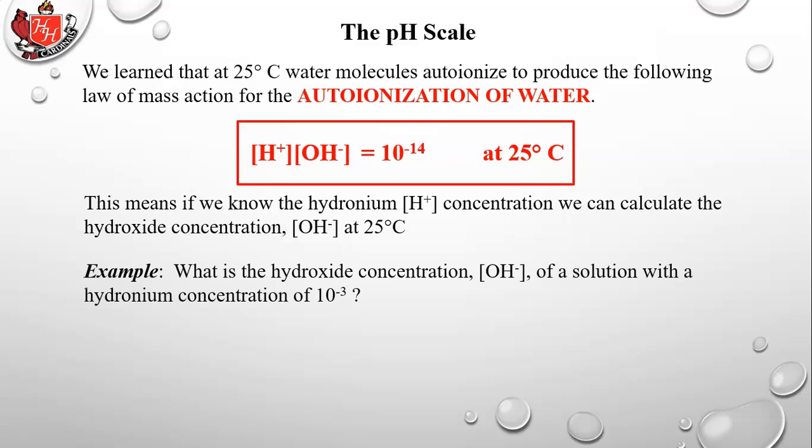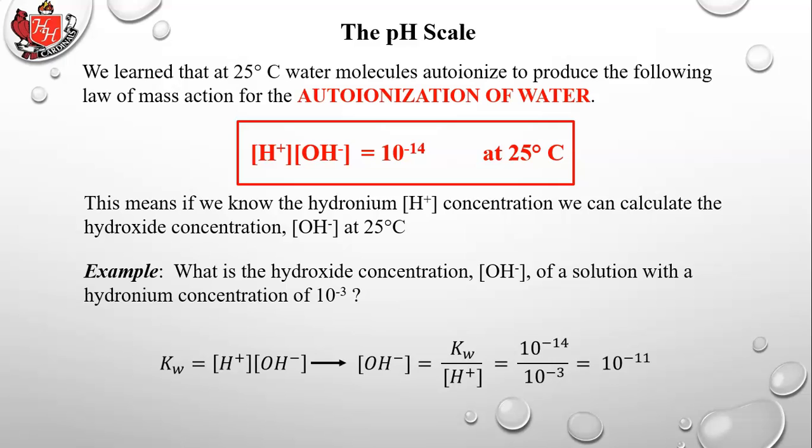Example: what is the hydroxide concentration of a solution with a hydronium concentration of 10 to the minus 3? You simply take that equation, Kw equals concentration of H times concentration of OH. You have to solve it for OH, so divide both sides by the hydronium concentration, and that gives you Kw over hydronium concentration, which is 10 to the minus 14th over 10 to the minus 3rd, which equals 10 to the negative 11th. So that's the hydroxide concentration in the solution.